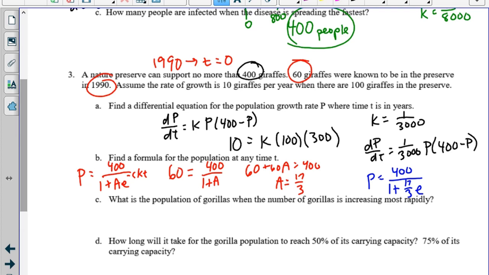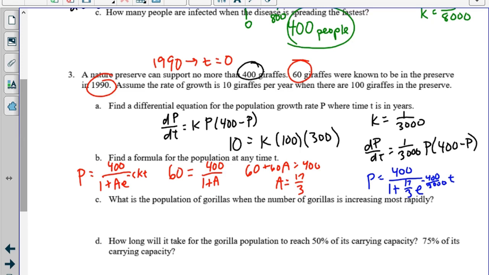I didn't write that down, so I'm just going to have to figure out what it is. K is 1 over 3,000, and C is 400. So that ends up being 4 over 30, which is negative 2 over 15. I probably could have written that, but sorry. So negative 2 over 15 times T.